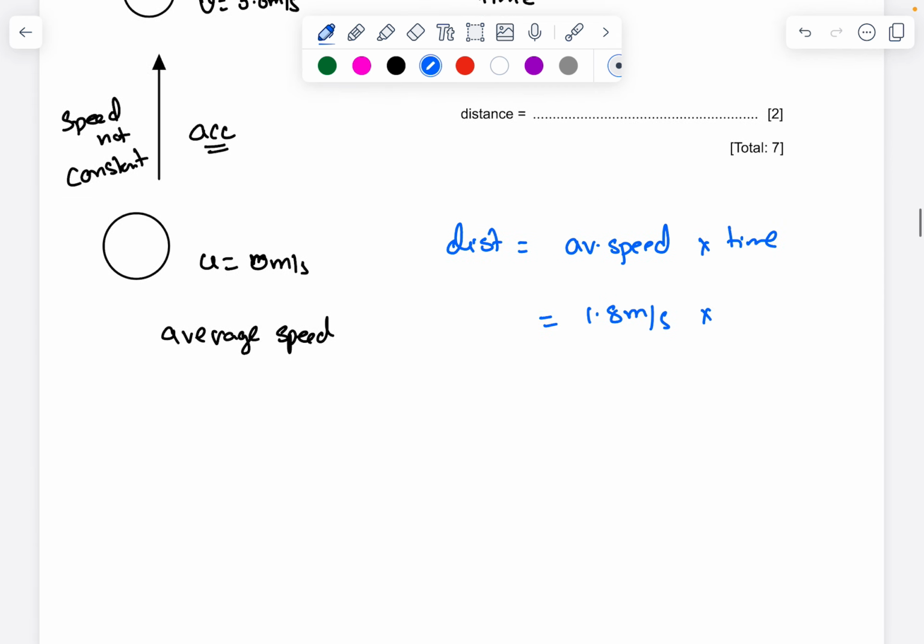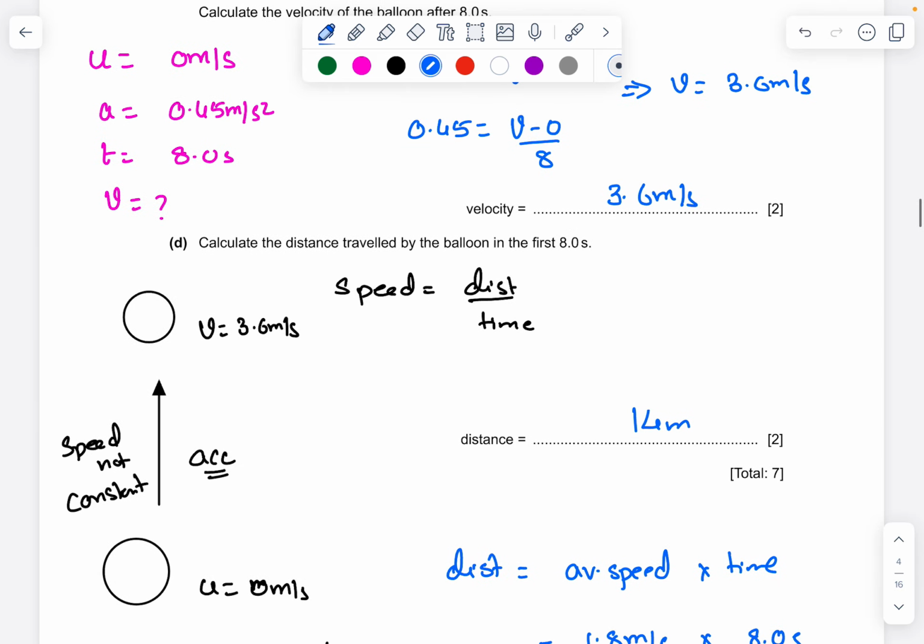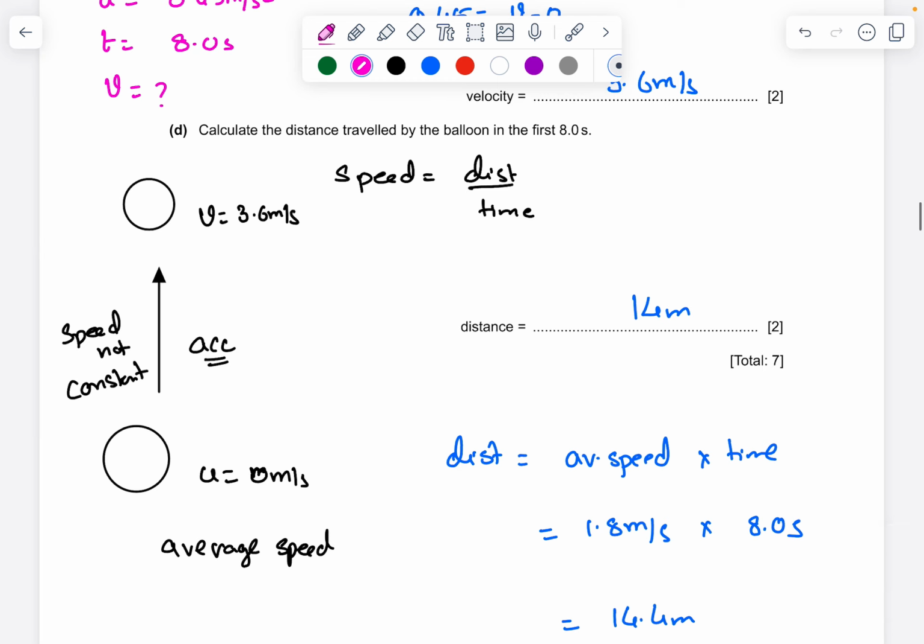Then time is going to be 8 seconds. Seconds gets cancelled. Then the answer is going to be 14.4 meters. So I'll be writing it out over here, 14 meters. So I use the average speed. But before that, we should know the average speed. How do I know the average speed? Average speed equals the initial speed plus final speed divided by 2, which is going to be 1.8 meters per second. That's the answer.